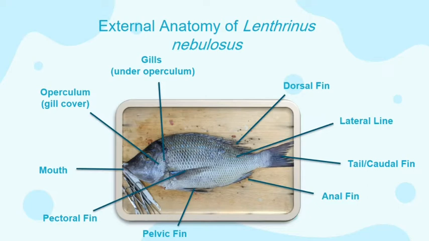Here are the external general parts of a fish. For example, the fins. There are several types of fins: dorsal, lateral, tail, anal fin, pectoral and pelvic fin. It also has a mouth and operculum, which protect the gills.